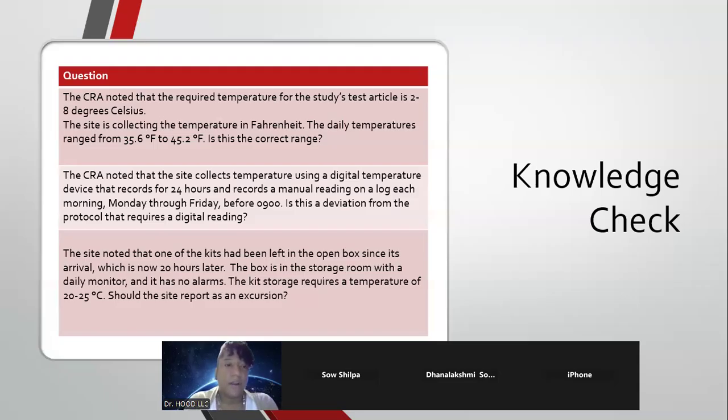Okay. The CRA knows that the site collects temperature using a digital temperature device that records for 24 hours and records a manual reading on a log each morning, Monday through Friday before 9 a.m. Is this a deviation from the protocol that requires a digital reading? So it's them recording it manually in addition to the digital temperature device. Is that a protocol deviation?